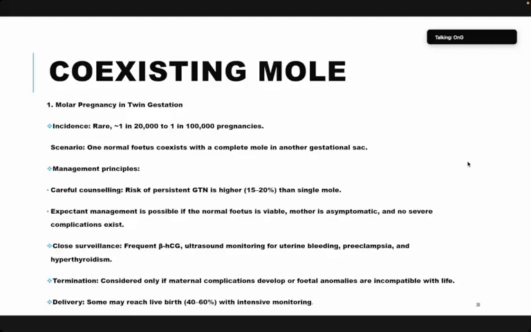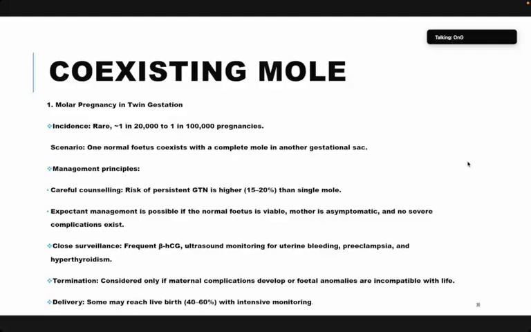Now, the issue of coexisting mole. This is when there's one fetus coexisting with a complete mole. It's a rare incident, but you need to counsel the patient thoroughly because the risk of persistent GTN is higher. Expectant management is possible if the normal fetus is viable and the mother is asymptomatic and not having complications. That means that you need to frequently monitor these patients.